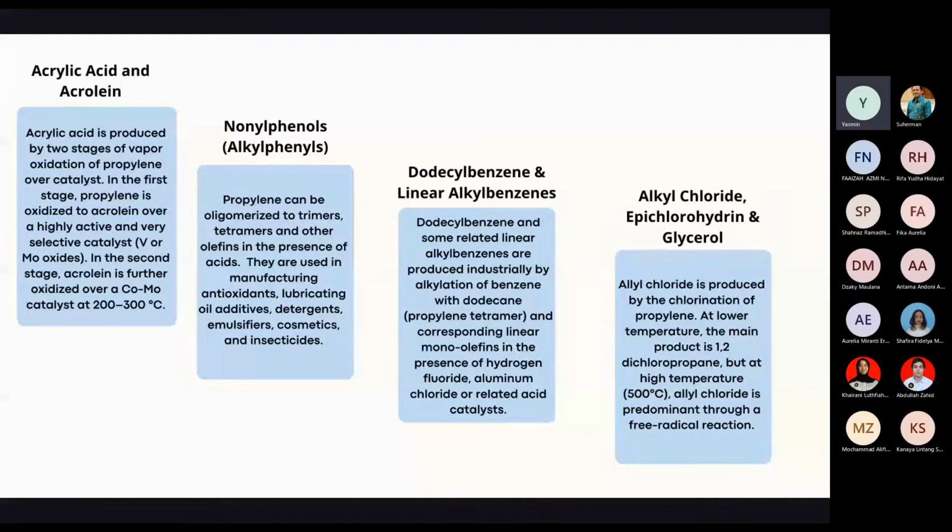The fourth one is allyl chloride, which is epichlorohydrin and glycerol. No, there's just three of them. So this allyl chloride is produced by the chlorination of propylene. At lower temperature, the main product is 1,2-dichloropropane, but at high temperature, 500 degrees Celsius, allyl chloride is predominant through a free radical reaction.